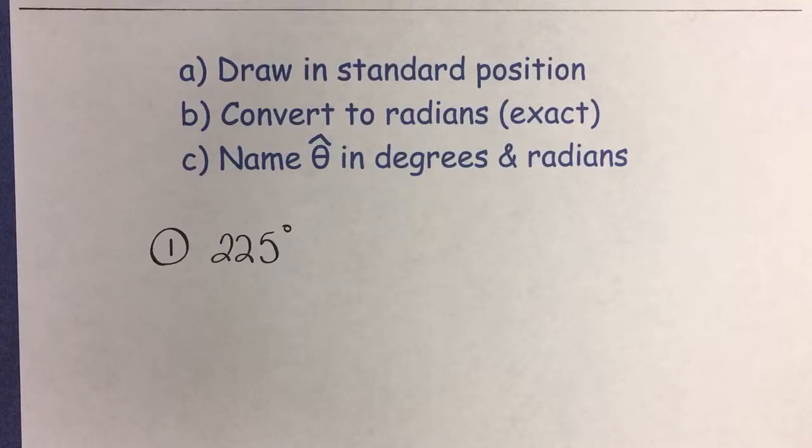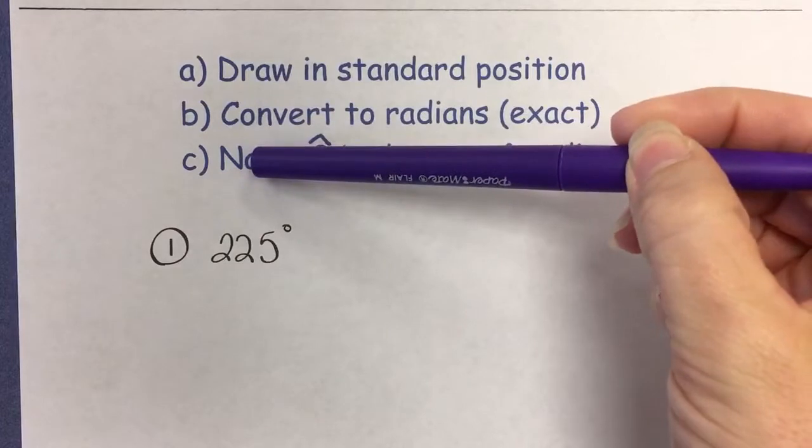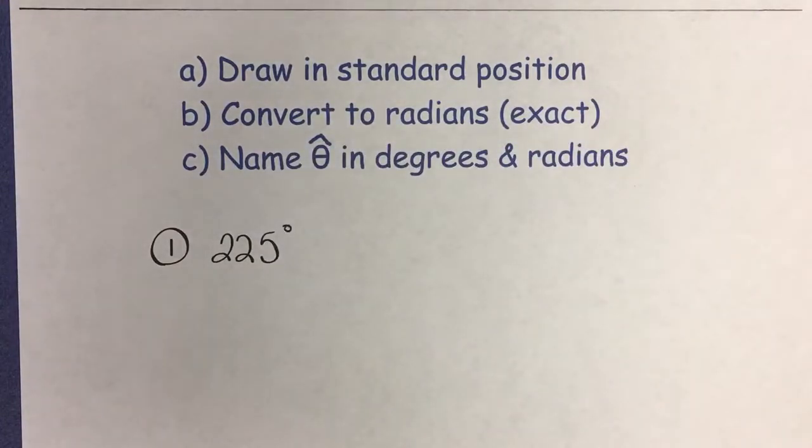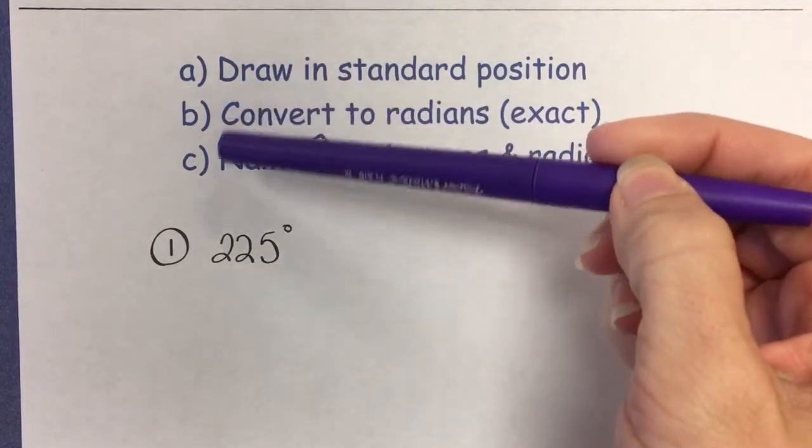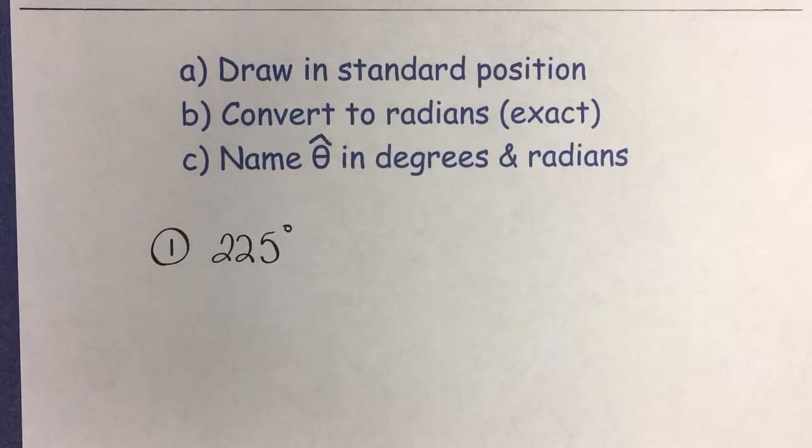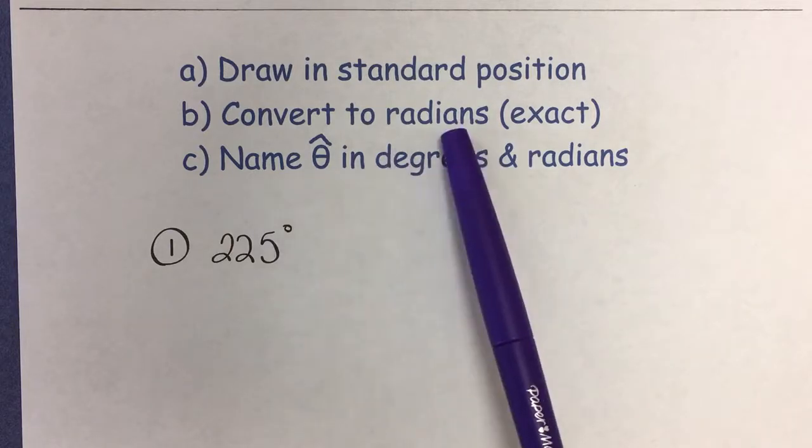Okay, now what we're going to do is start out with an angle that's measured in degrees, and you're going to be asked to do each of these three things. So each example that I'm fixing to work, we're going to do A part, B part, and C part too, okay? Now, A part, draw in standard position. That's something we learned how to do back earlier. We're going to convert to radians.